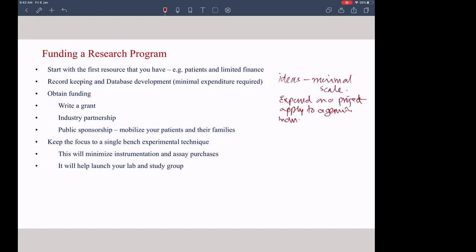Very often you are unable to get even the industry to partner with you, but your passion for solving the disease really leads to mobilizing your own patients and their families to sponsor research into that. Public sponsorship. And it's very important to keep the focus on a single bench experimental technique that will minimize your experimentation expenses and launch your lab and study group.